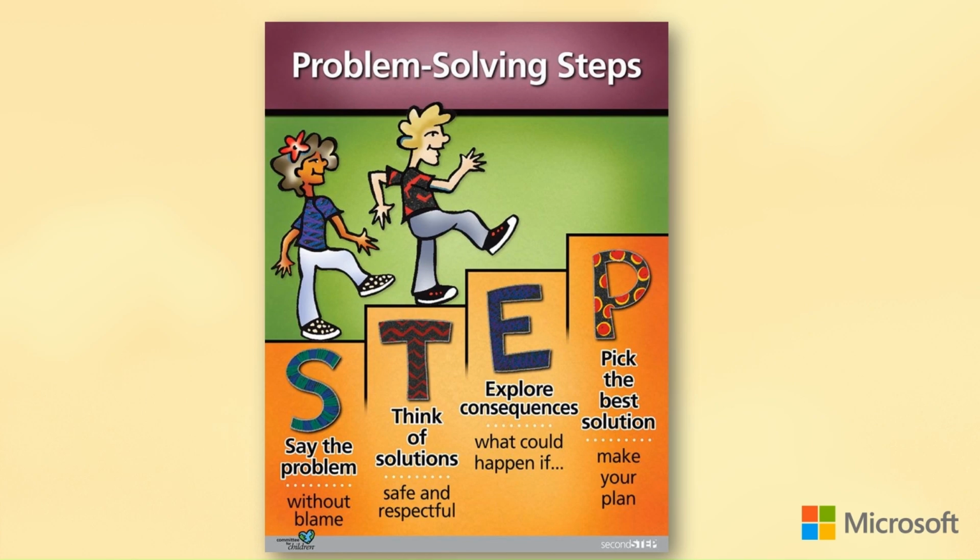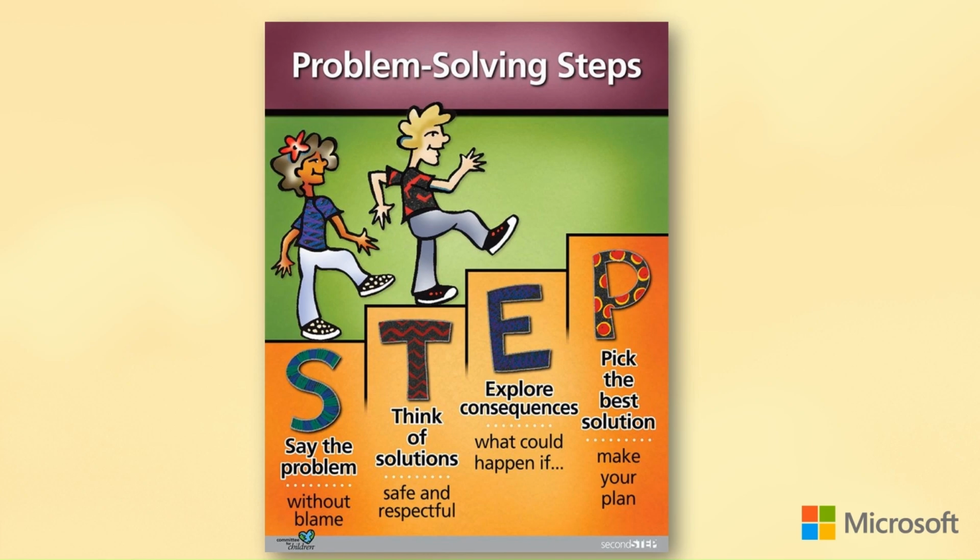Okay, so let's use a framework for problem solving. The STEP mnemonic is a great one that I first saw as a poster in the back of an elementary school classroom here in Bellevue, Washington, and I loved it. It's a nice, simple way to outline the problem solving process. First, you need to say what's wrong or identify the problem without blame or bias. So, again, it's important to take the emotion out of it. I know that's easy to say, but harder to do.